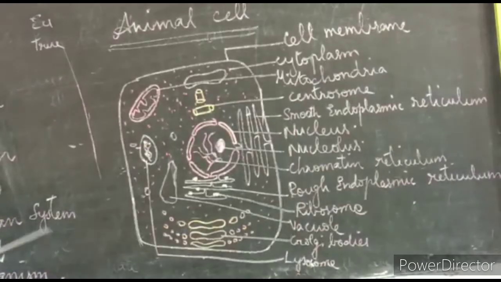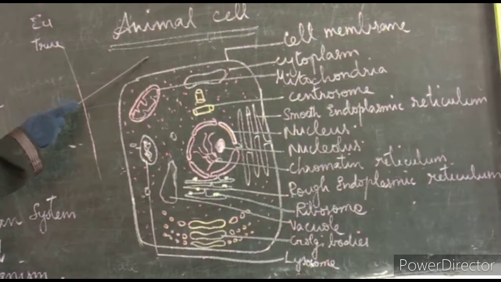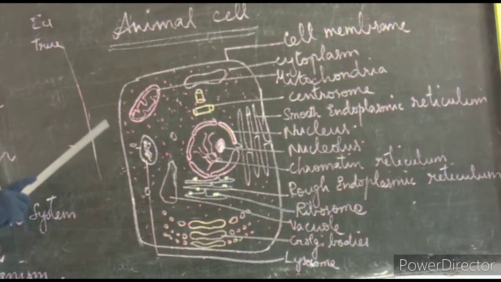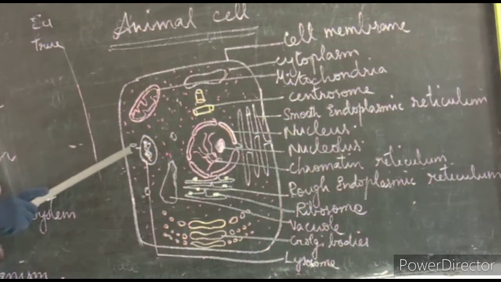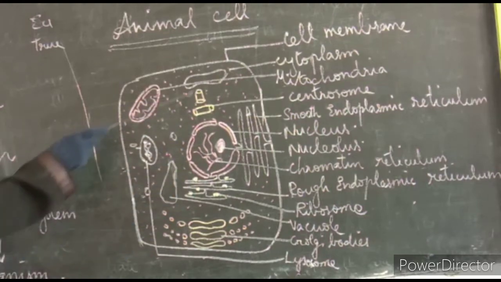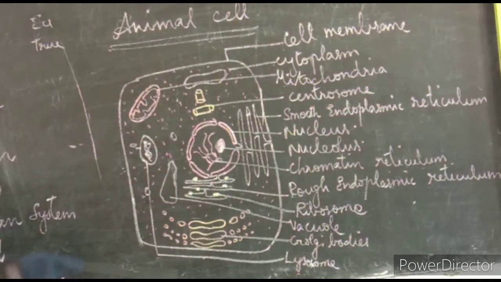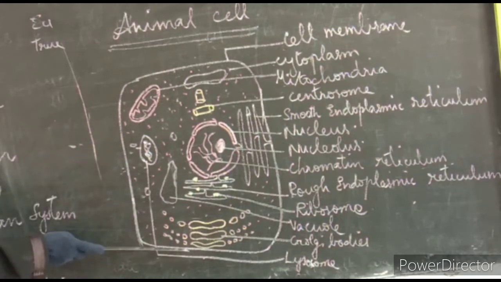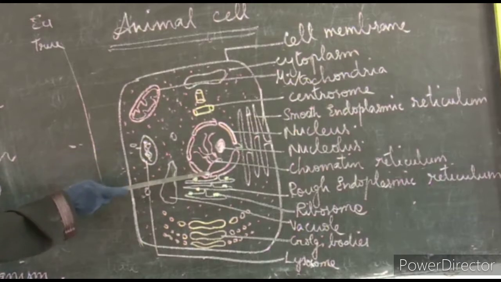Now children, we have to learn about the animal cell. In plant cell we have a cell wall because of the rigidity. Here the animal skin is very flexible, so we don't have any cell wall. The outermost layer of the animal cell is the cell membrane. Inside that cell membrane we have protoplasm. Protoplasm is divided into two parts. One is cytoplasm, another one is nucleus.